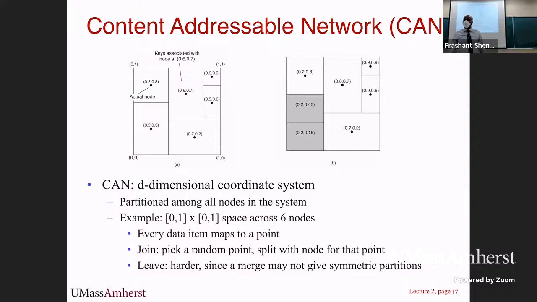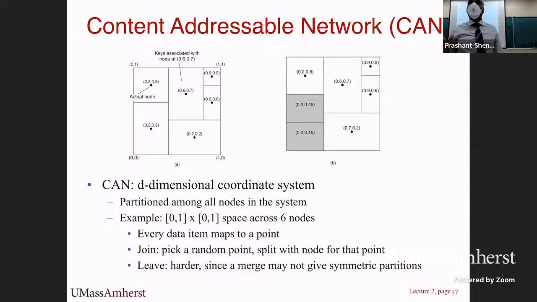Now joining and leaving is a little more complicated here. To join, again, you pick a random coordinate that's not already chosen, and a peer will appear. Now what responsibility should it pick? The easiest thing is to see which rectangle it joined, and split that rectangle into two. So if I pick another node here, I'm going to split that rectangle and say, now you take the upper half and I take the lower, something like that. But leaving is a little more complicated.